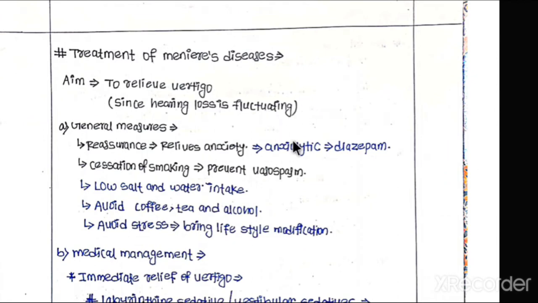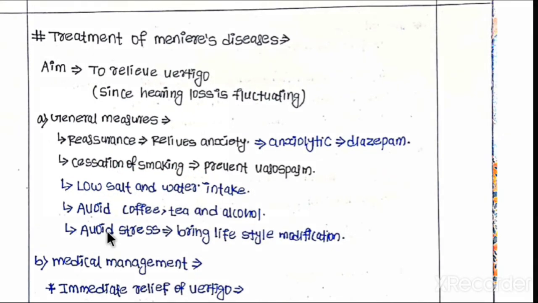Some general measures can be adopted for the treatment of Meniere's disease. That is, reassurance. We should reassure the patient to relieve anxiety, and we should give knowledge about the disease and disease process so that the patient does not get anxious. And also we can give an anxiolytic like diazepam. Cessation of smoking can prevent vasospasm. Low salt and water intake. Avoid coffee, tea, and alcohol products. Avoid stress. Bring lifestyle modification.